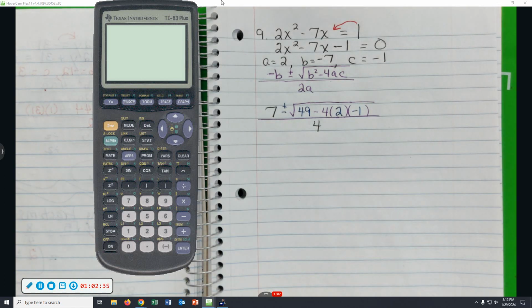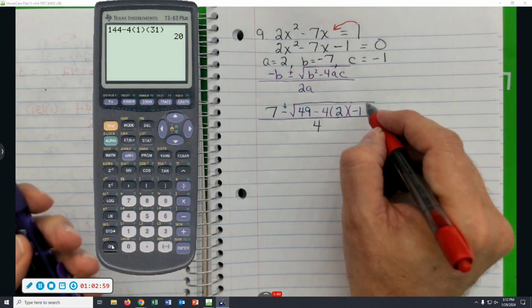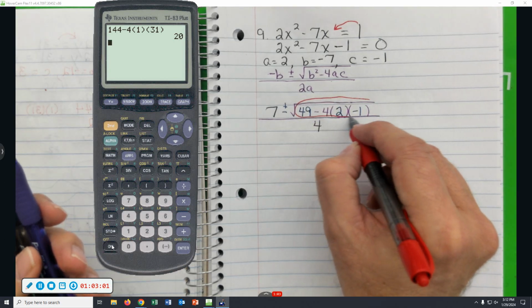Sometimes showing too many steps just bogs you down. For the small stuff, the 2 times a and the b squared, just do it. Don't write it down. Don't add an extra step. Sometimes adding too many steps just makes it worse. So now what am I going to do? I'm going to simplify under that square root.